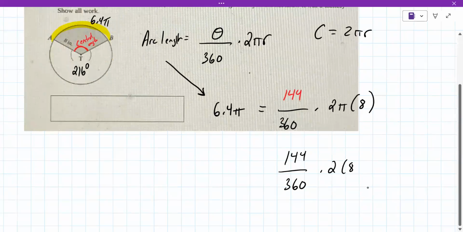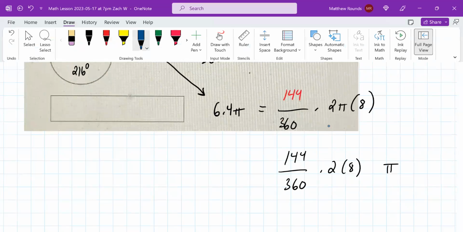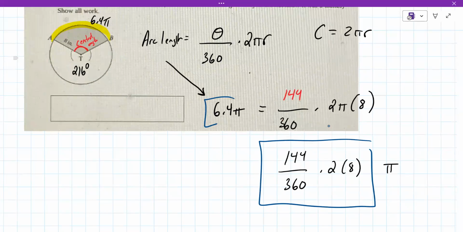Everything but pi. So is this the same as this? Go ahead. Okay, so I have the formula where arc length equals theta over 360 times 2 pi r. And then with that, I'd start filling it out. So I know the arc length is given to me, which is 6.4 pi.